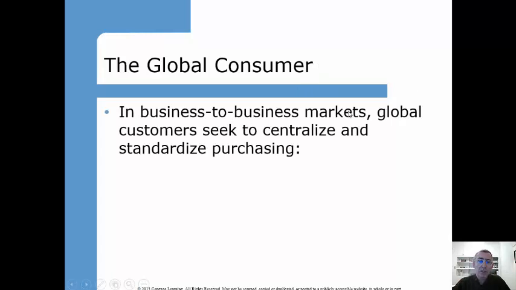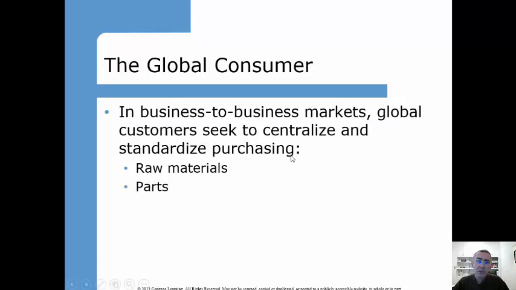In business-to-business markets, global consumers seek to centralize and standardize purchasing, which makes a lot of sense. You want to minimize cost, and one of the main ways you're going to minimize cost is by reducing duplication of effort and increasing your scalability. And as you increase your scalability, you increase your flexibility. By virtue of doing this, demand goes up, cost goes down, and quality goes up, because you become a specialist. I hope I didn't confuse anybody, but that's the essence of continuous improvement at play.